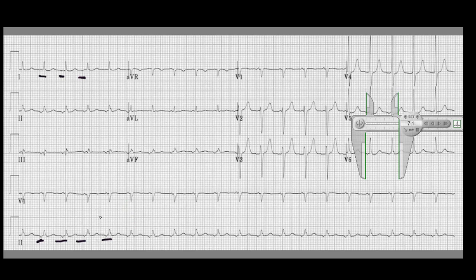That might be an atrial tachycardia, but for today we have ruled out that this is a normal sinus rhythm, and that's enough for today.